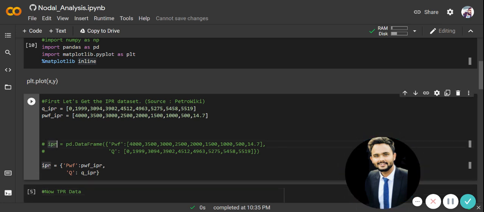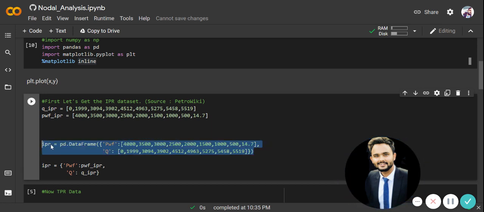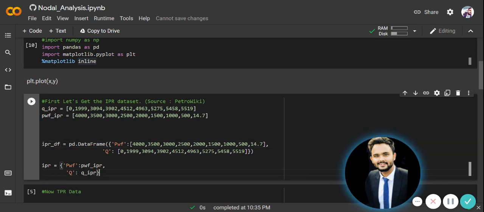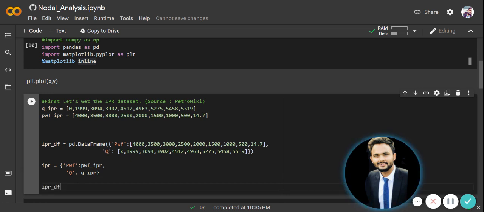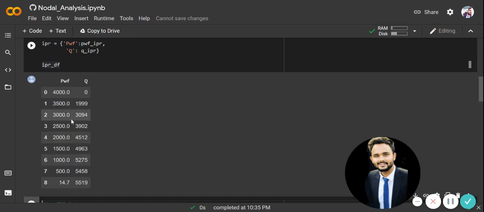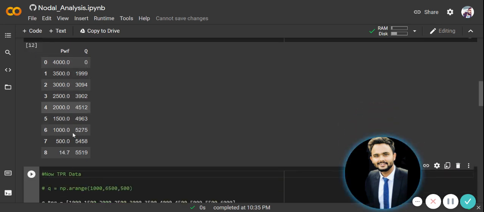Now I just want to show you how a data frame looks like. So I just want to uncomment it, Control hash. Let's call it a data frame, and see how a data frame, or a Python table, looks like. IPR_DF. All I have done is put this entire dictionary inside this pd.DataFrame command. And bam, we have a table now. You can see the column headers, PWF and Q, displayed.